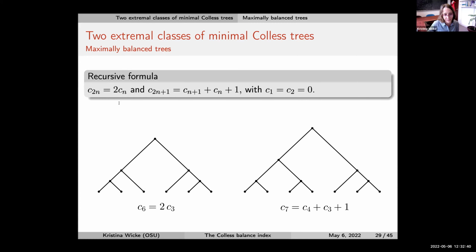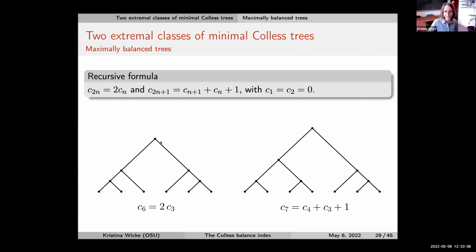Essentially, if we have an even leaf number, say 6 in this case, we take our 6 leaves and split them into 2 sets of 3 leaves, and then we recurse. If we have 7 leaves, we split into 4 and 3, and then we recurse. Essentially at each step, we have our leaf number, and we try to split it into 2 subsets of as even size as possible.